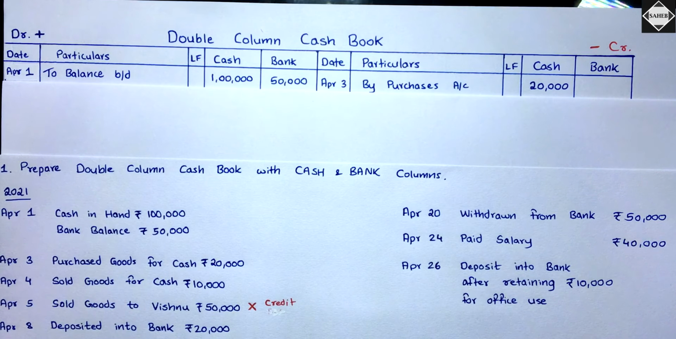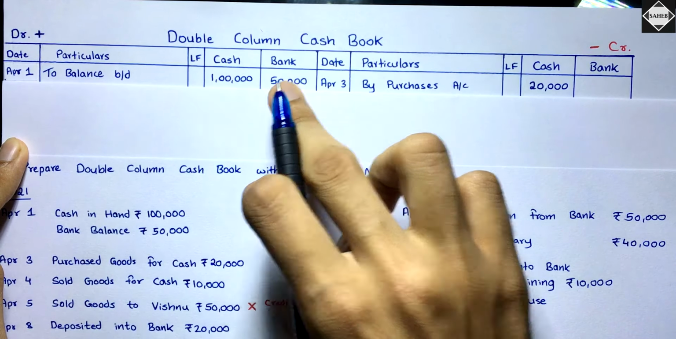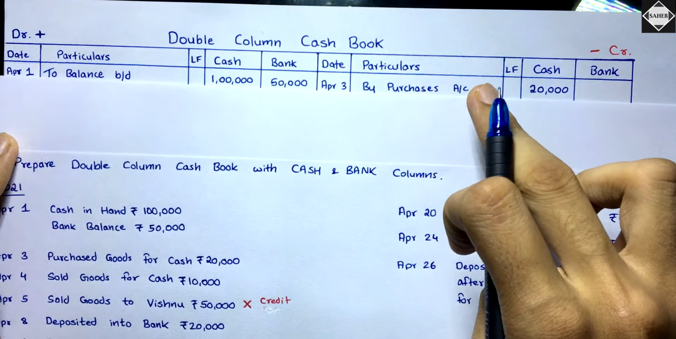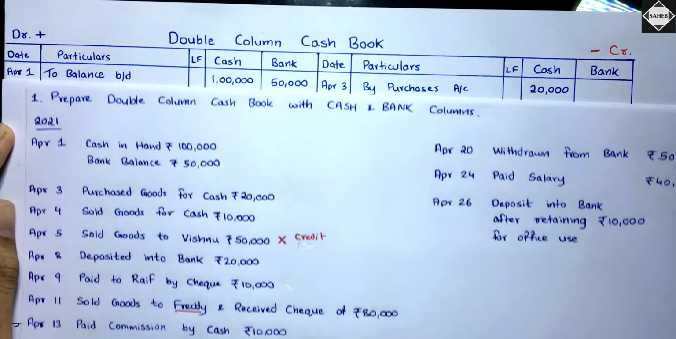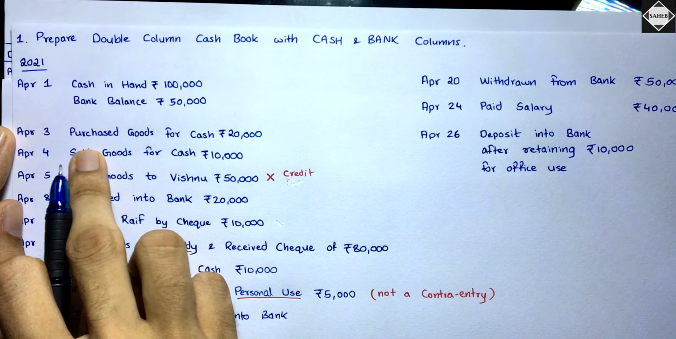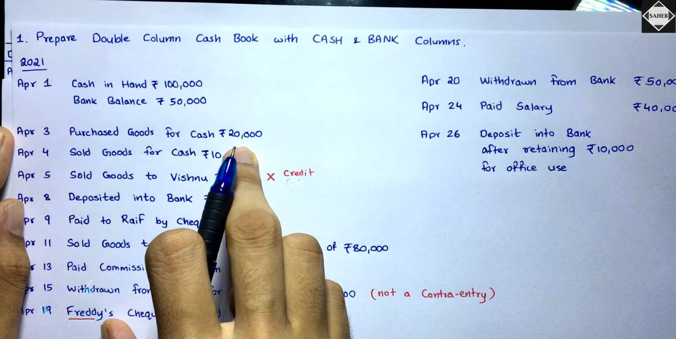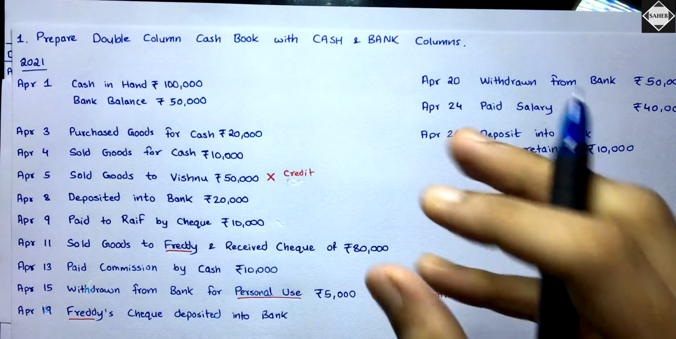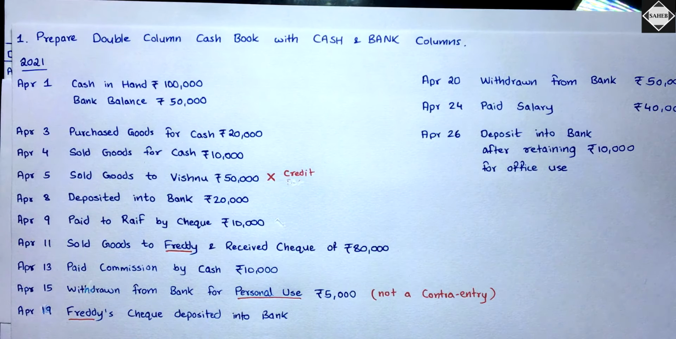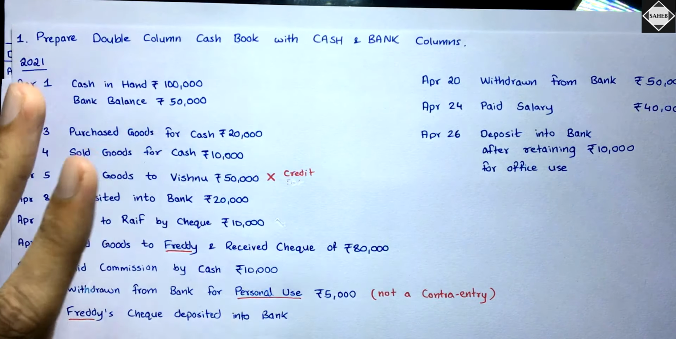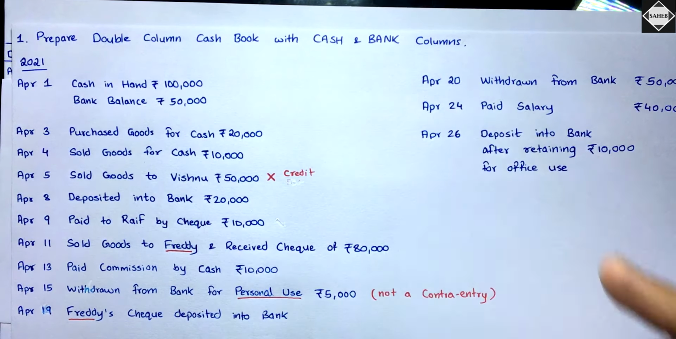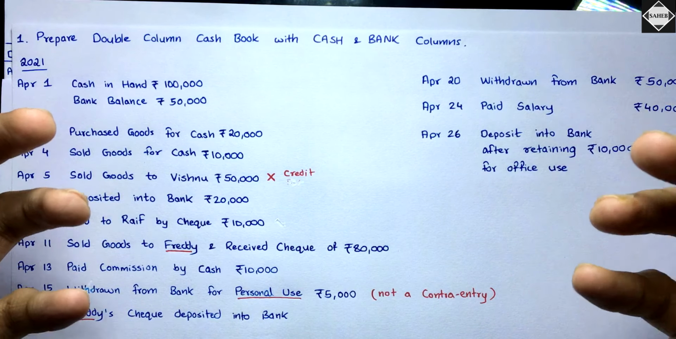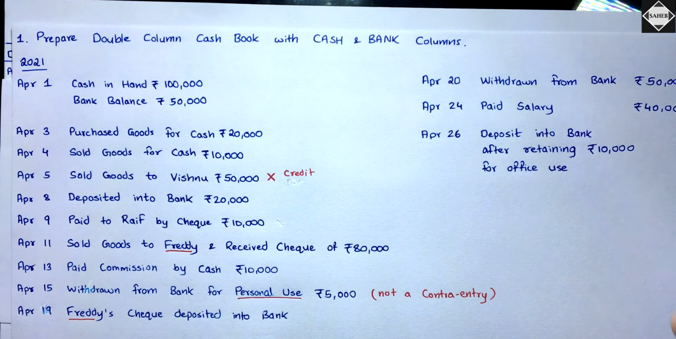If they would have said credit bank balance, then this 50,000 would have come over here, 50,000 by balance brought down. Okay, right. Next transaction we have is April 3rd, purchased goods for cash 20,000. Whenever you see a question of double column cash book or any cash book, keep in your mind that you will pick only those transactions which affect the cash and bank balance. Here you are preparing cash and bank columns, so you will only record those transactions where your cash balance and bank balance is affected.